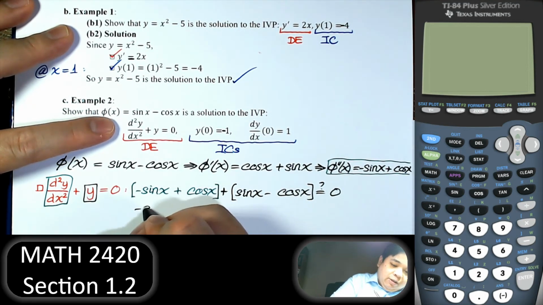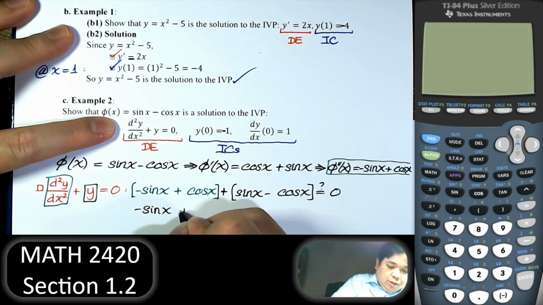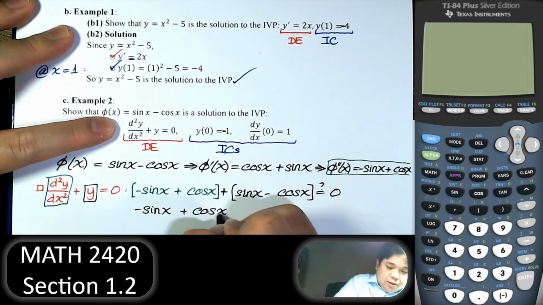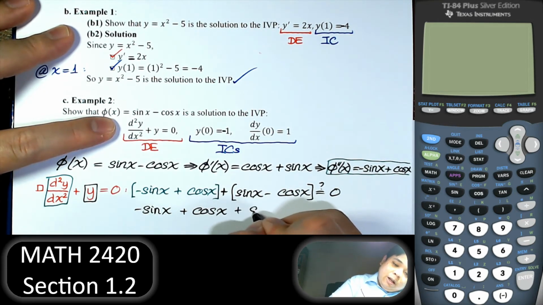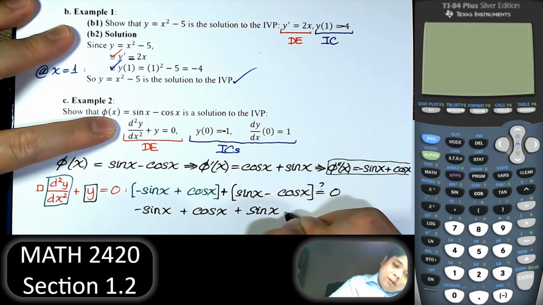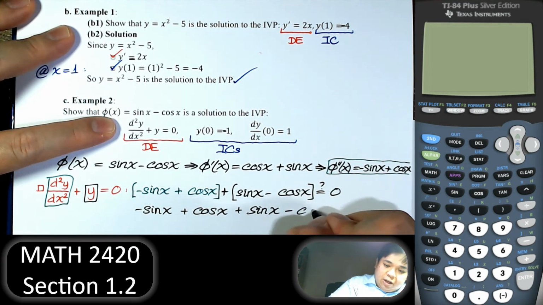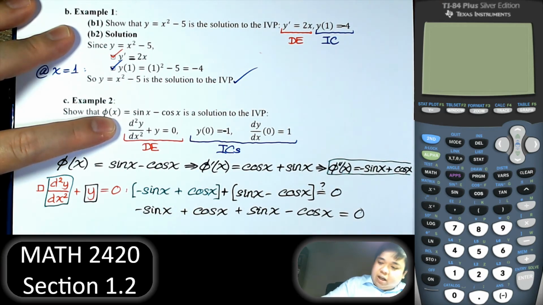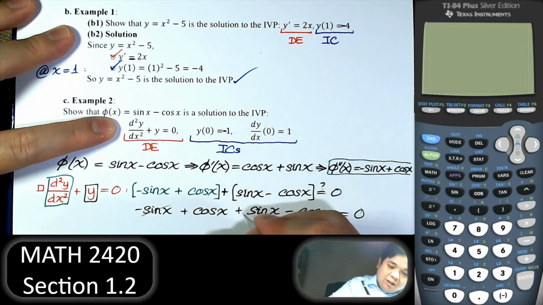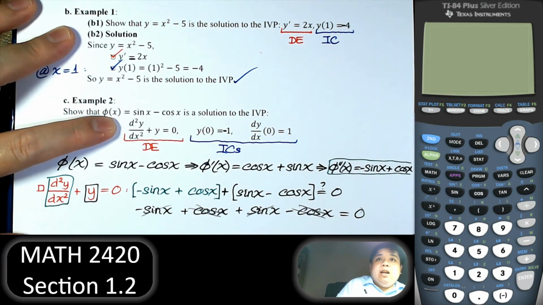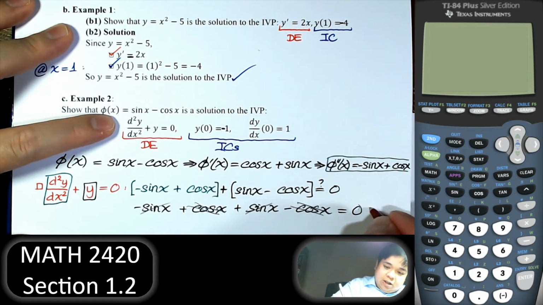Right, so we have negative sine x plus cosine x, plus sine x, minus cosine x. So the sines cancel out, and cosine and cosine cancel out. Yes, so that checks.